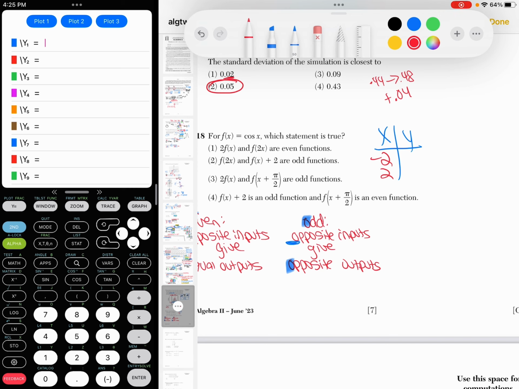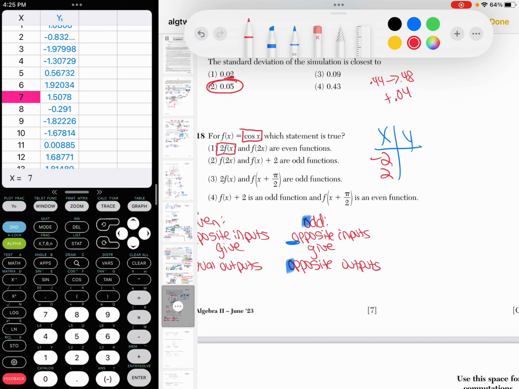Okay, so it says f of x is cosine of x. So everywhere I see an f of x in all of these directions, I'm going to want to plug in cosine of x. So this one is going to be 2 times cosine of x. So I'm going to type that in first, 2 cos x. And then I'm going to look at my table because I want to look at those opposite inputs.